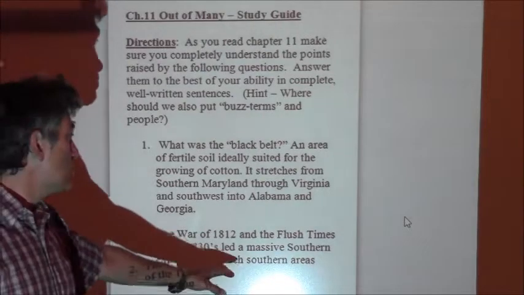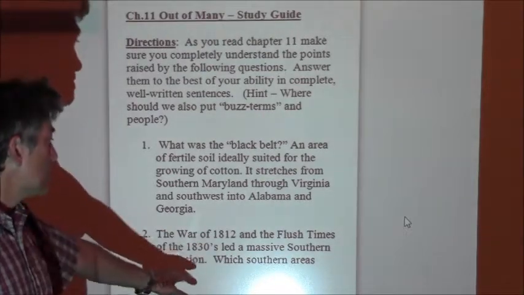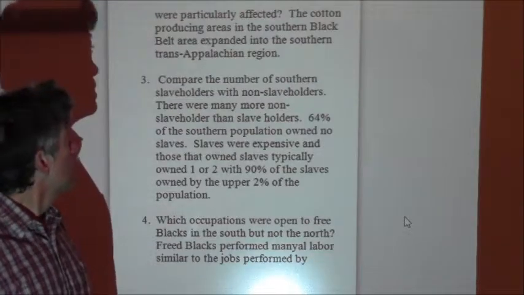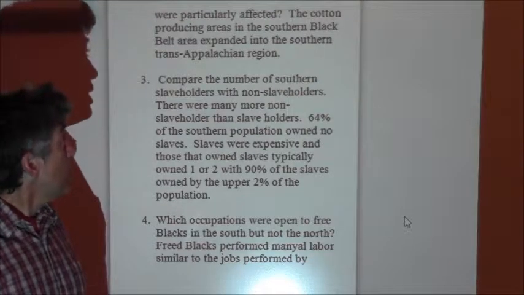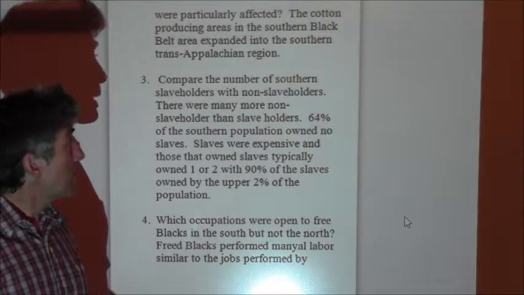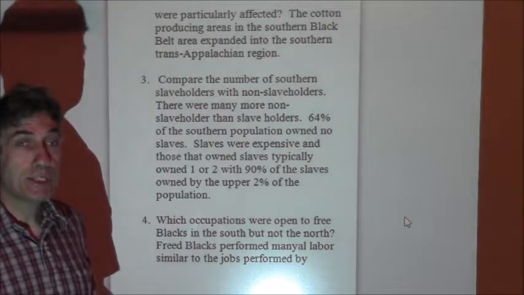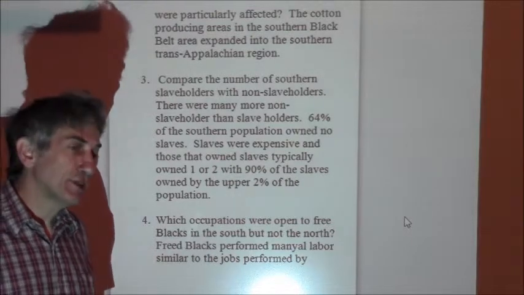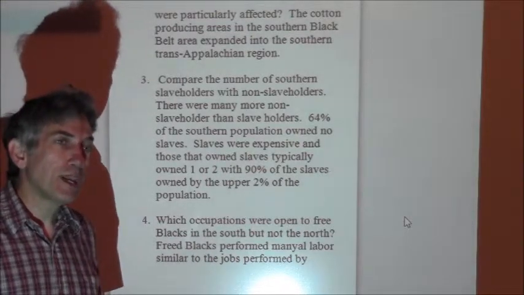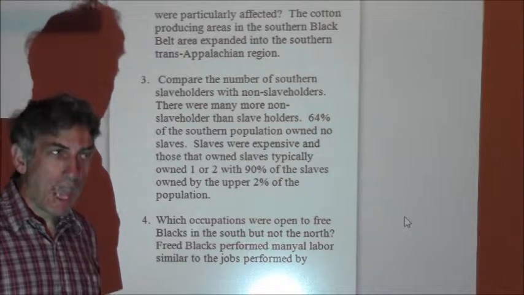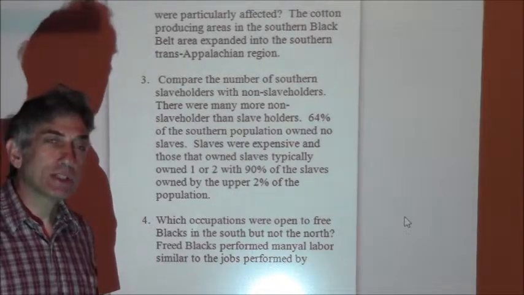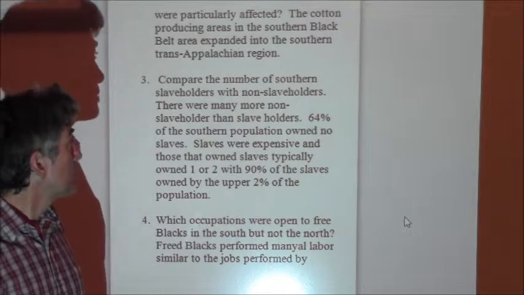Continuing, the War of 1812 and the flush times of the 1830s led to a massive southern expansion. Which southern areas were particularly affected? Well, that would have been, once again, the Black Belt in the area just west of the Appalachian Trail, because that's where the money was flowing as a result of the money that had been made from trade just after the War of 1812, before the French and the British had settled some of their differences.